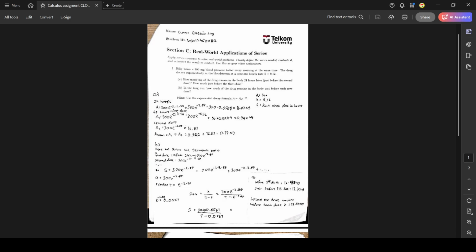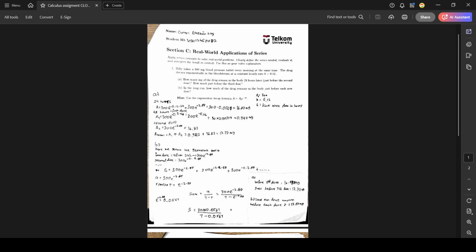Now we go into section B. Section B is the long run: how much the drug remains in the body before each new dose. From here we're gonna use the geometric series. For the first dose, we declare it as 24 hours, 300 times exponential of minus 2.88, and the second dose is going to be 300 times exponential of minus 2 times 2.88.